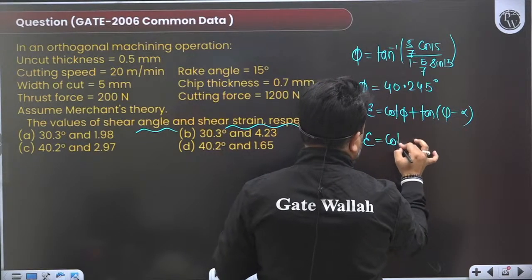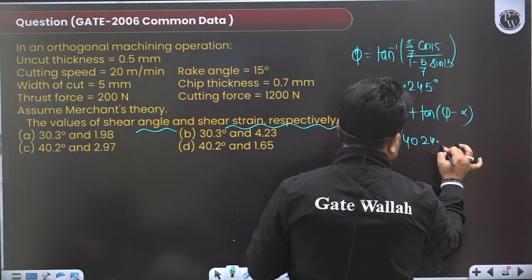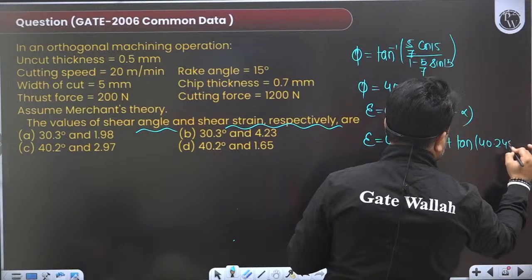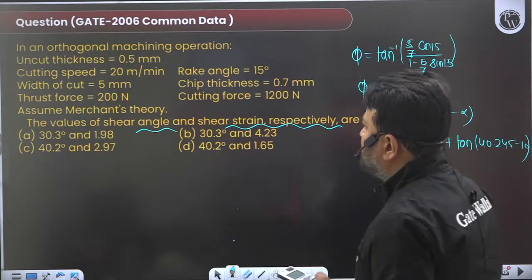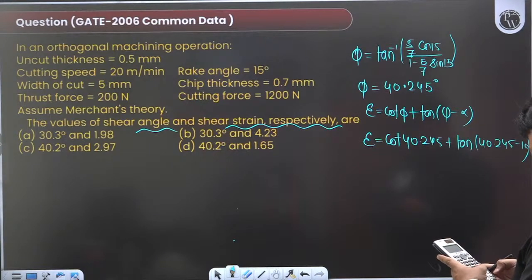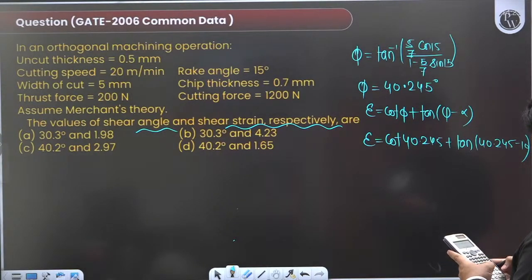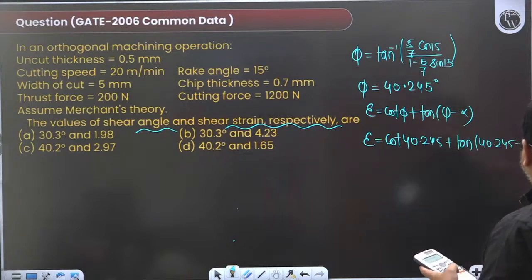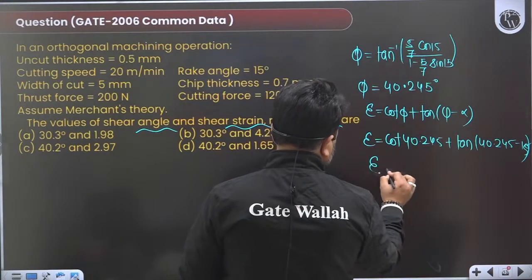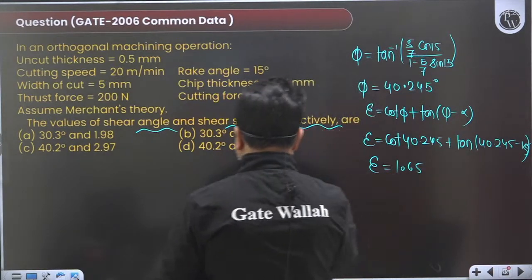Now shear strain, that is cot phi plus tan of phi minus alpha. So cot of 40.245 plus tan of 40.245 minus, sorry, it is 15, right? 15. So 1.65. Option D.